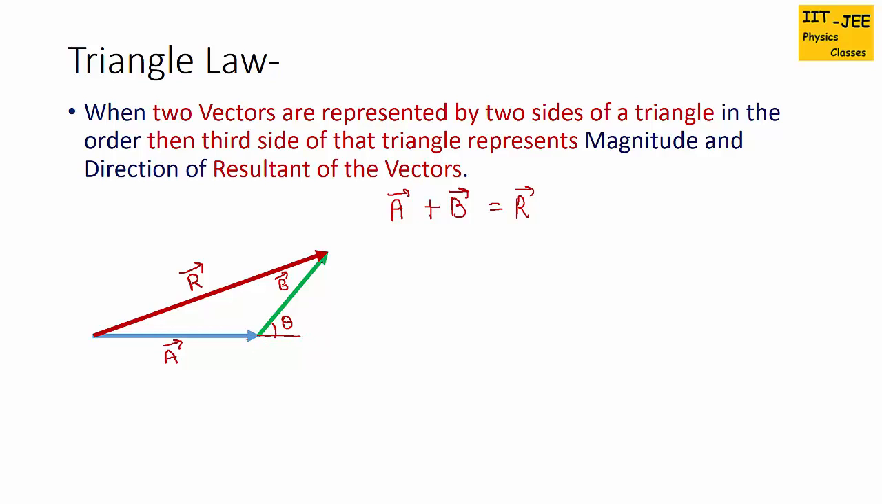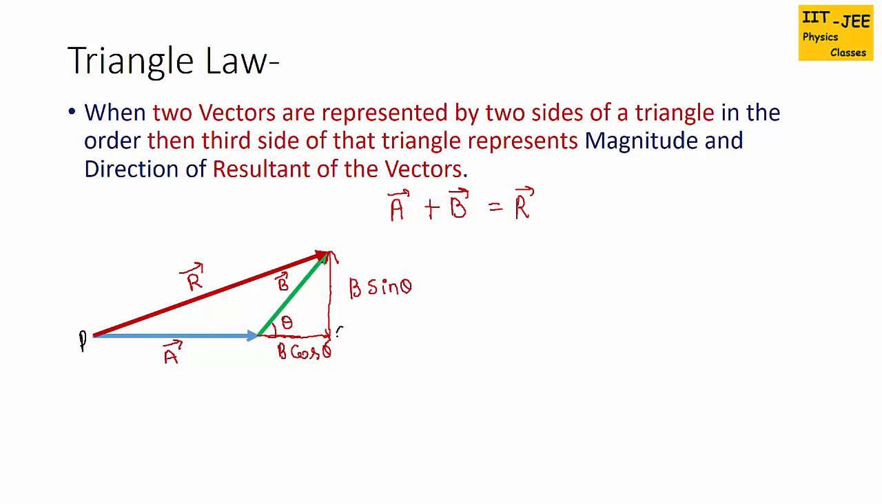So first of all we need to break this vector b into horizontal and vertical components. So like this would be the horizontal component and this would be the vertical component. This is bx or b cos theta. This side would be by or b sin theta.